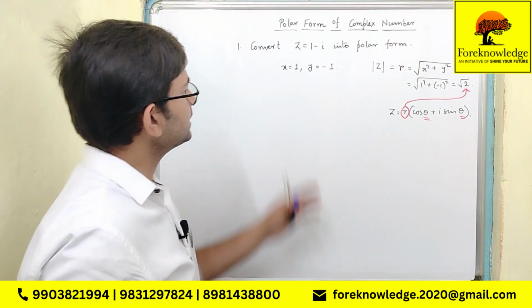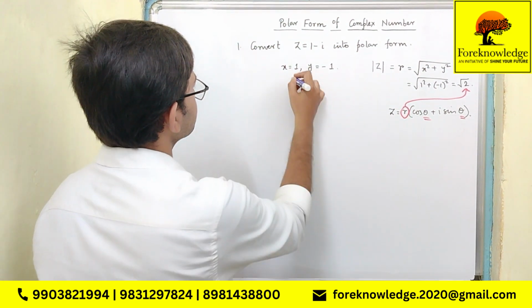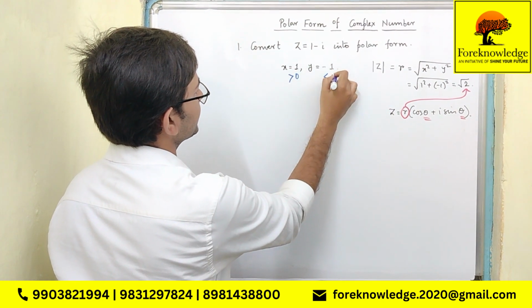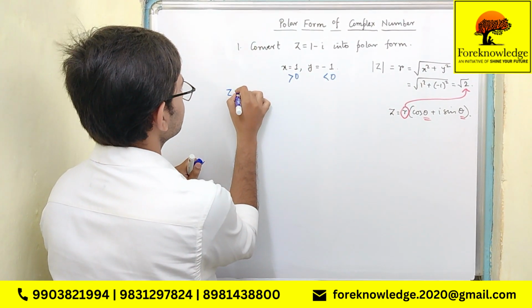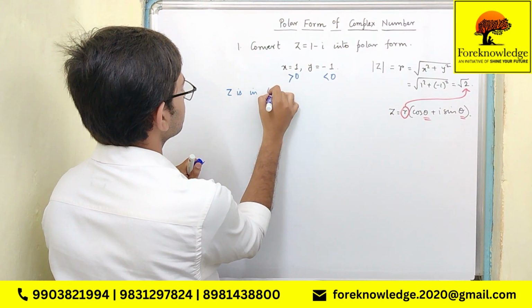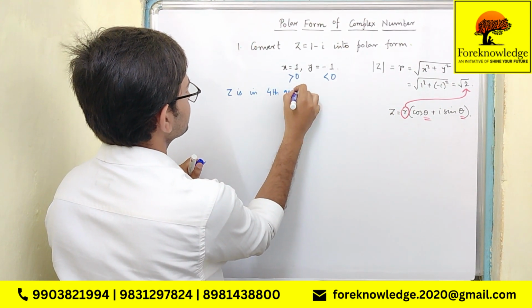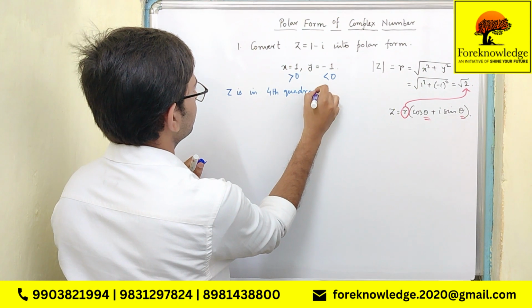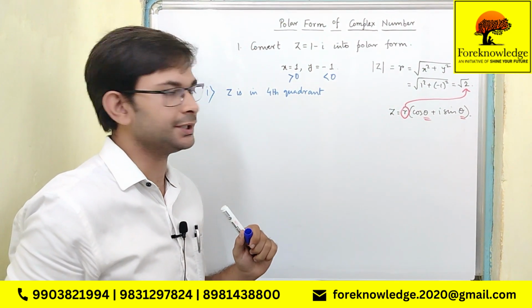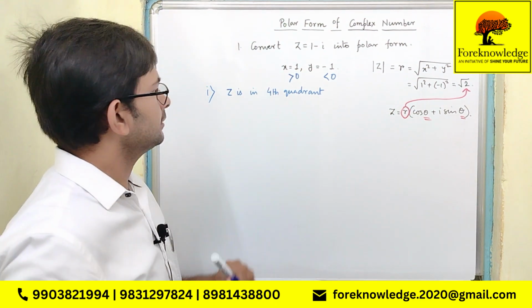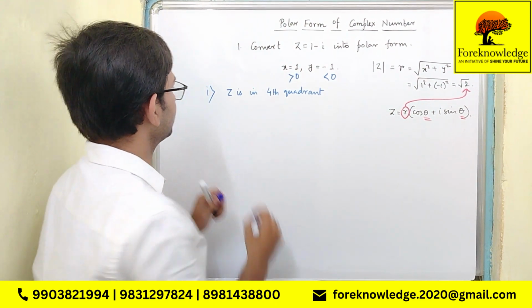Tell me, which quadrant is it lying in? x is positive, y is negative. That means z is in the fourth quadrant. This is step 1 for calculating theta. z is in the fourth quadrant.